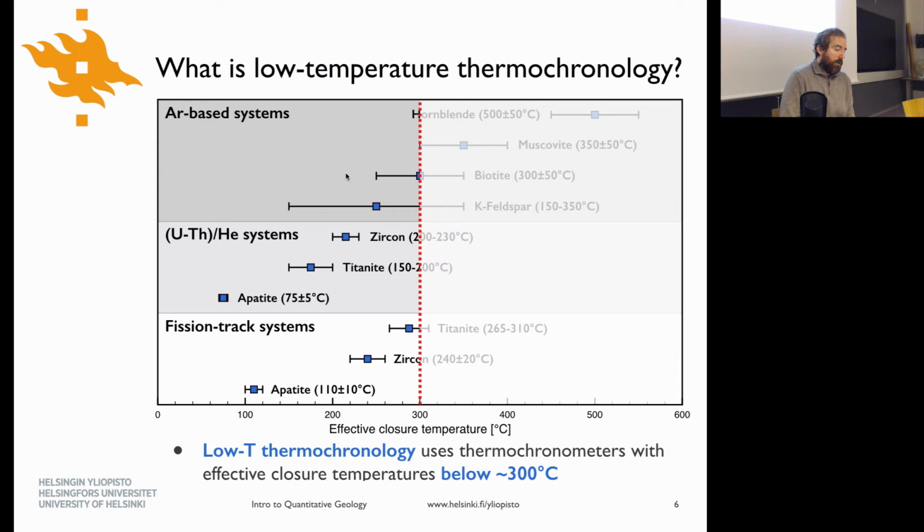So you can see here, for instance, the different mineral systems and their temperature sensitivities, and what low temperature refers to in terms of absolute temperatures. Generally, it means temperatures below 300 degrees, although the biotite and muscovite systems can often still be included in low temperature thermochronology, or at least they're on the border. But basically everything that has to do with uranium or thorium decaying to produce helium is low temperature thermochronology, as well as many of the fission track based systems in apatite, zircon, or titanite.